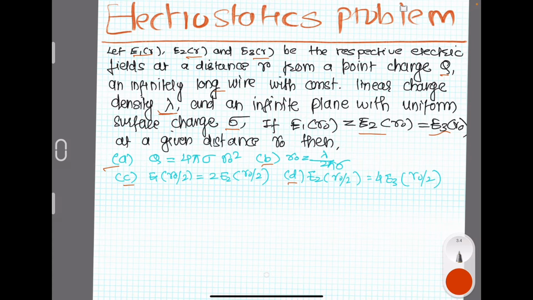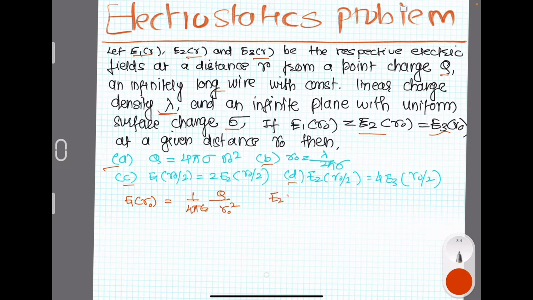So E1(r) is the electric field generated by a point charge. So we can of course write what E1(r) is. It is nothing but 1 upon 4 pi epsilon naught, q upon r square. And if it is E1(R0), then this r will be replaced by R0.